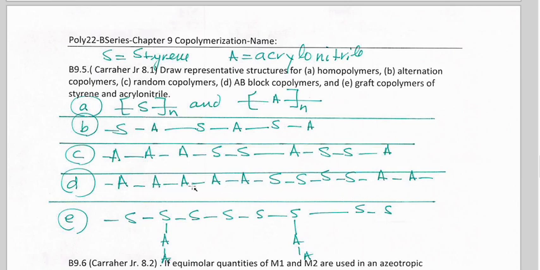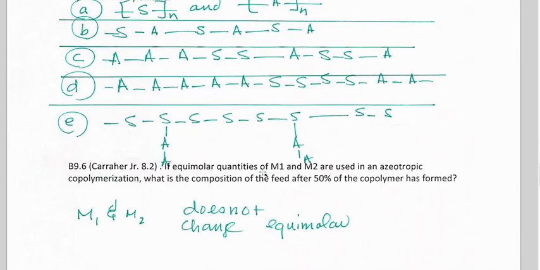The difference between A and D is that in A, we really have two different polymers. One polymer is made of styrene and one polymer is made of acrylonitrile. Here, the two are together, but the repeating units are AA and then SS and then AA. And the last one, graft copolymers. Remember, graft copolymers have one series of polymer like styrene here, and grafted to this styrene is acrylonitrile.